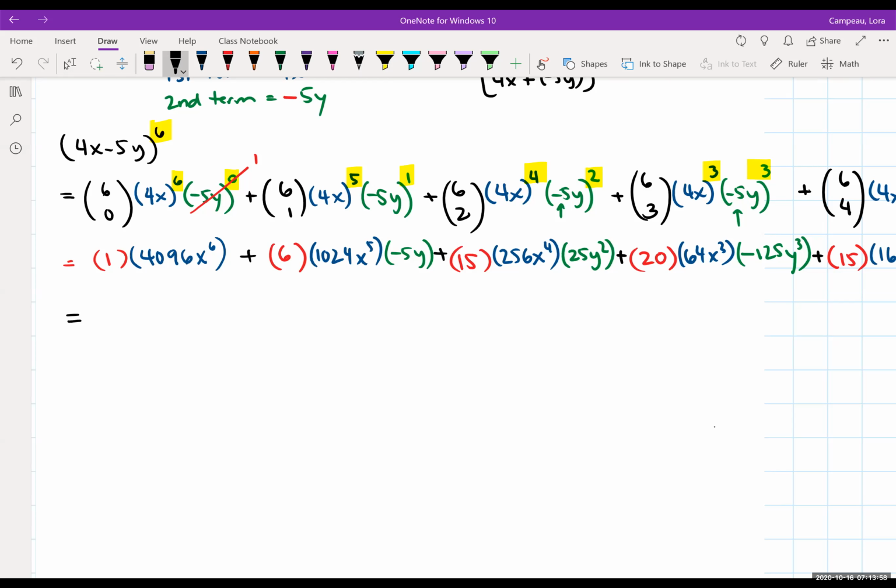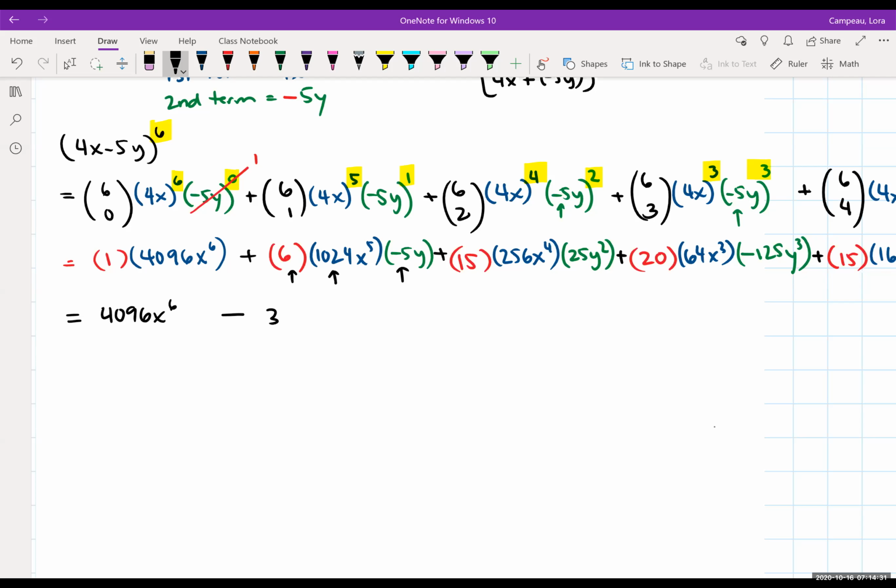So we should finally get 4,096 x to the sixth. The next term, kind of keep in mind what we're looking at. I know it's plus, but check out your numbers. 6 times 1,024 times negative 5. Definitely use your calculator. And because you're getting a negative number, that's where we're getting the minus sign from. So I'll exaggerate that a bit.